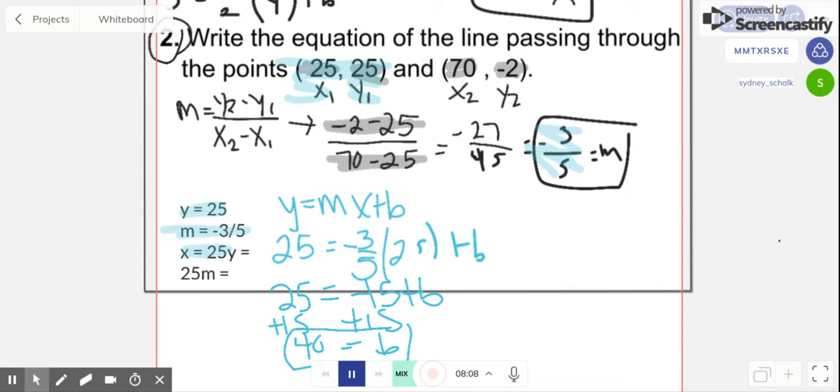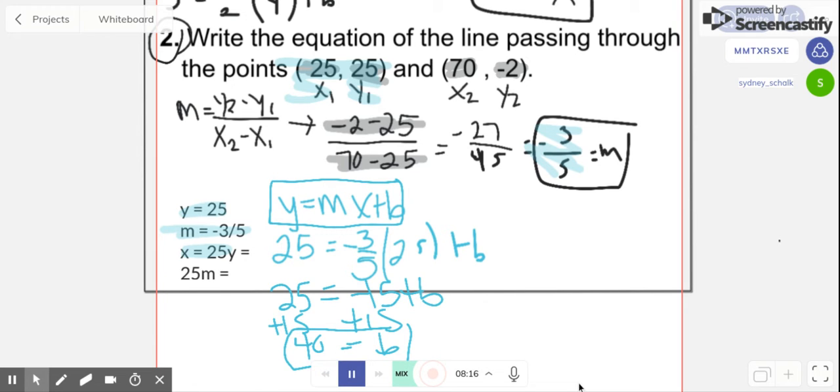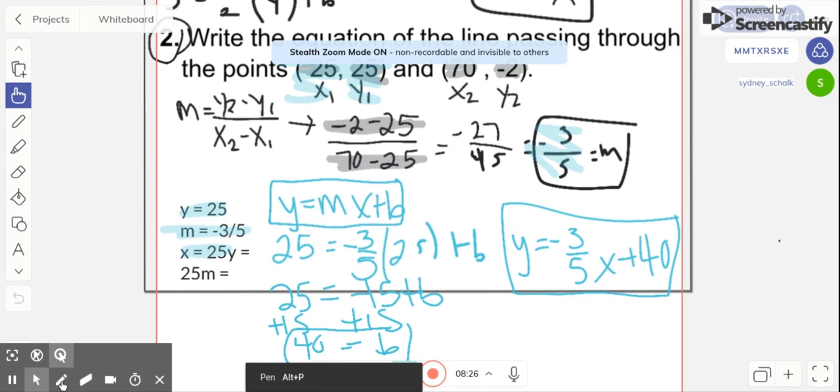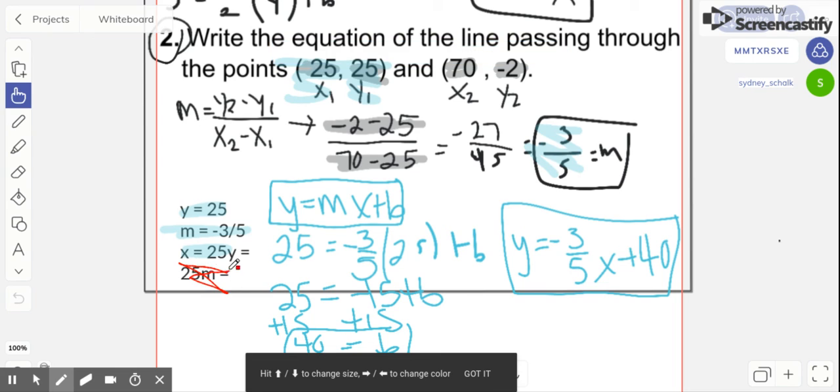So now I have my b, and I have my slope. So I have my y-intercept, and I have my slope. I can plug that back into my y equals mx plus b. We get y equals negative 3/5 x plus 40. And there is my equation. And just to be clear, you can go ahead and ignore everything over here. That is a mistake.